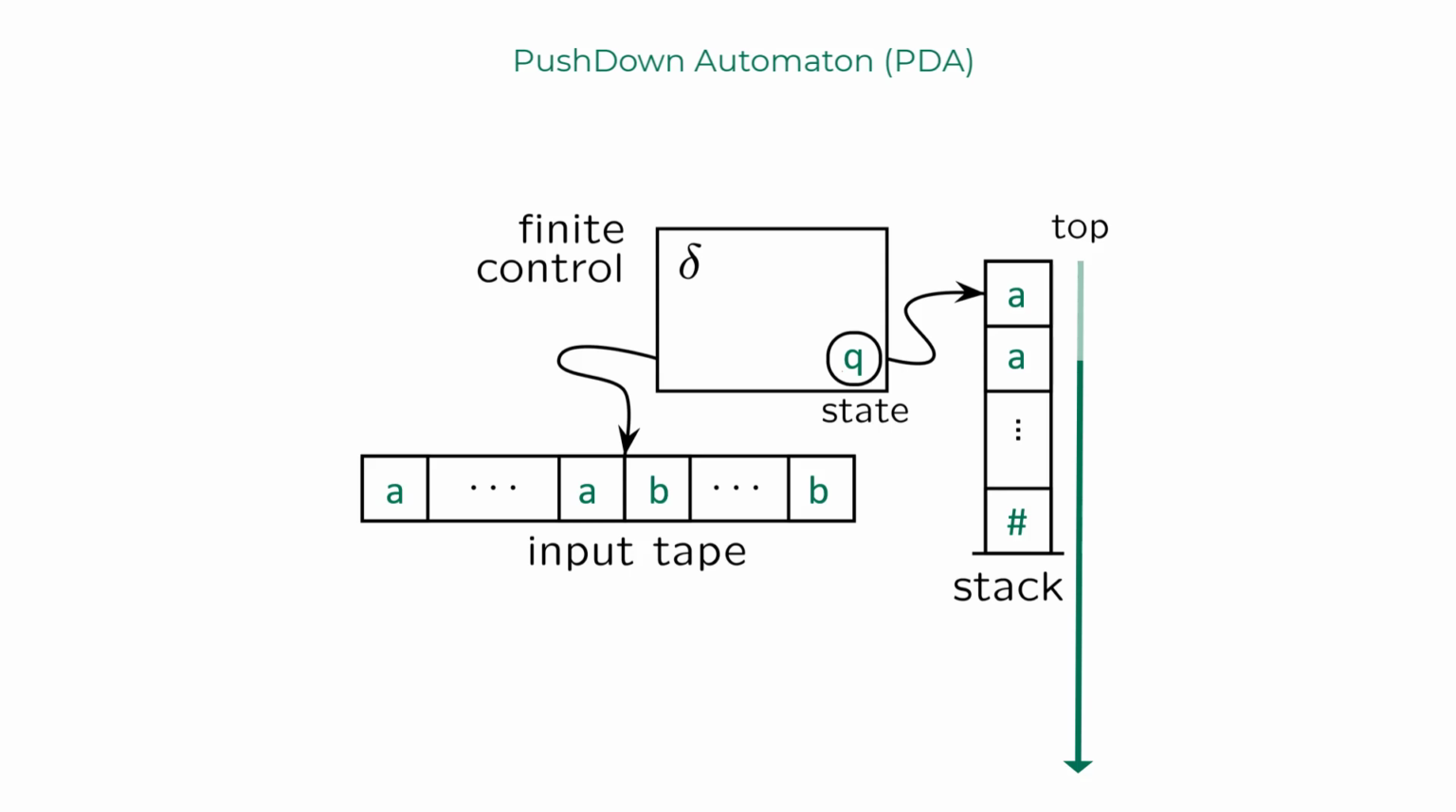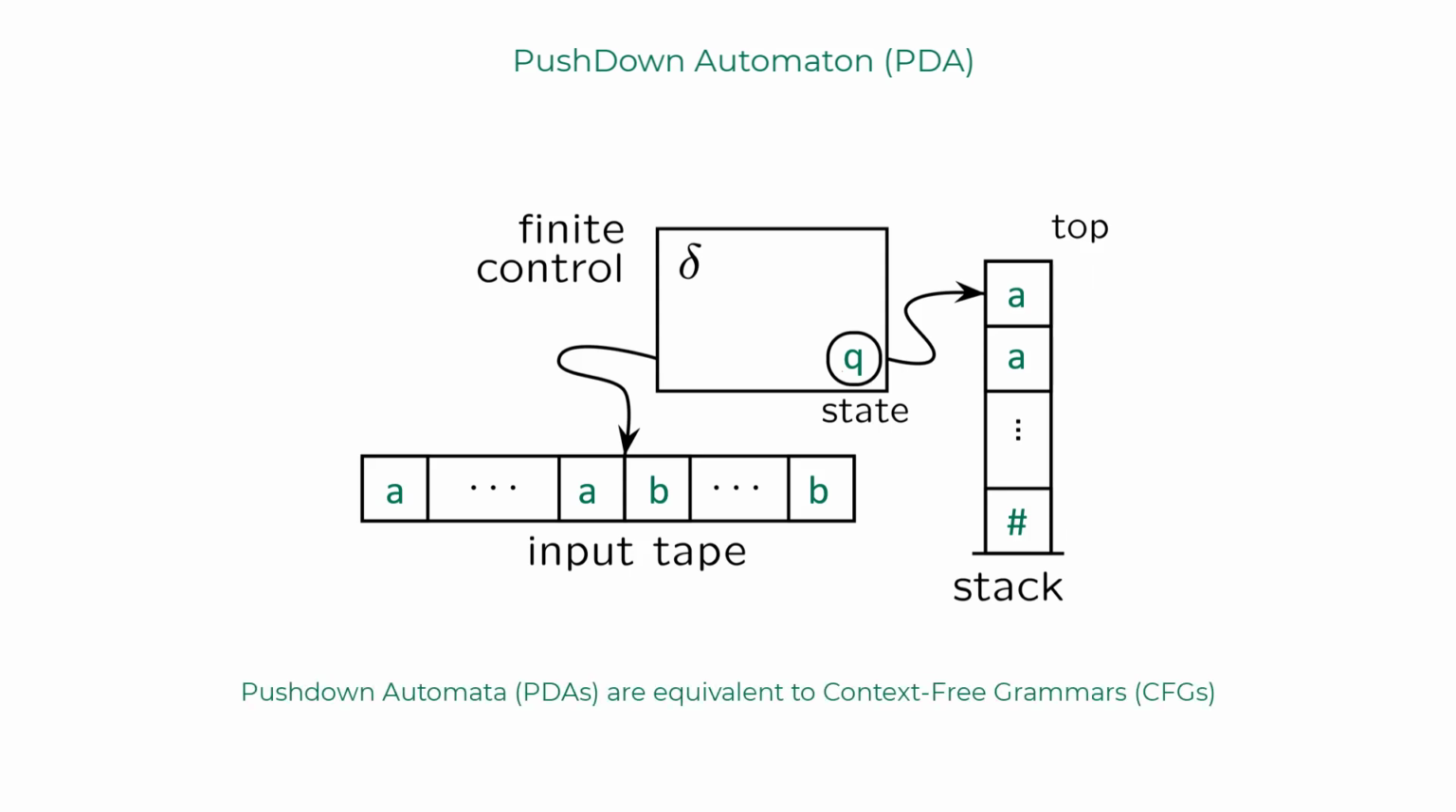In terms of descriptive power, pushdown automata are equivalent to context-free grammars. So any language recognized by a pushdown automaton can be generated by a context-free grammar. To prove a language is context-free, you can either come up with a CFG, or a context-free grammar, that generates it, or a pushdown automaton, or PDA, that recognizes it, whichever is more intuitive and convenient for you.